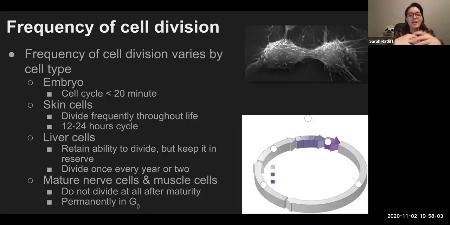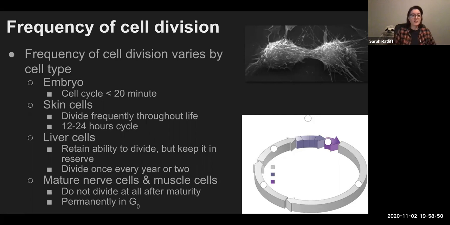An embryo, right after that egg cell gets fertilized, has a quick cell cycle. Every 20 minutes, it's making a new cell. It's dividing, dividing, dividing. Super fast turnaround. Skin cells are pretty quick, a 12 to 24 hour cycle. Dust is dead skin, really gross, but that's what it is. We're always sloughing off dead skin. It's part of our life and part of our cells' lives. So those are going pretty quick, 12 to 24 hours, making new cells.